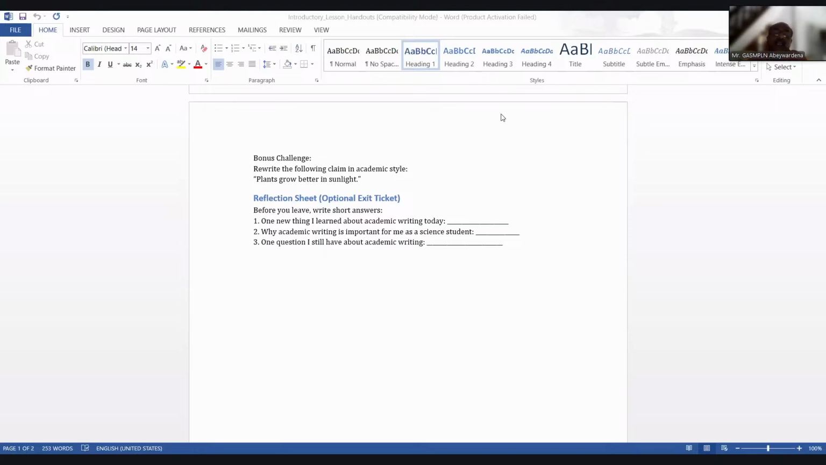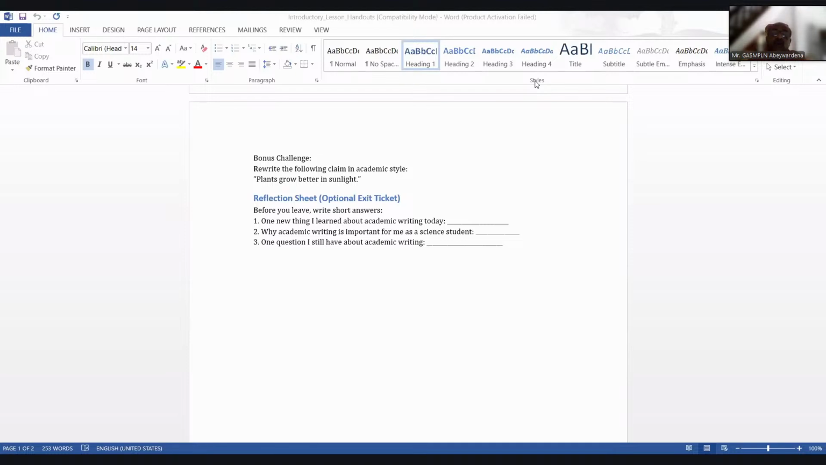One new thing I learned about academic writing. What is the new thing? Answer: the difference between the words. Why academic writing is important? To develop skills. That is the answer sent by ASP 119. Third one, limited knowledge about formal words. So that is the question. That is the problem you have.